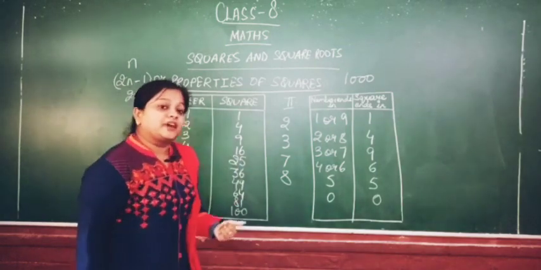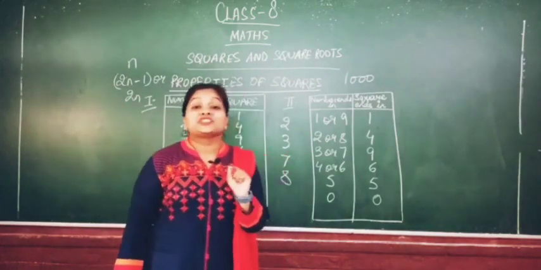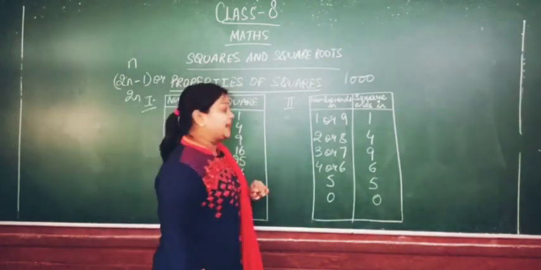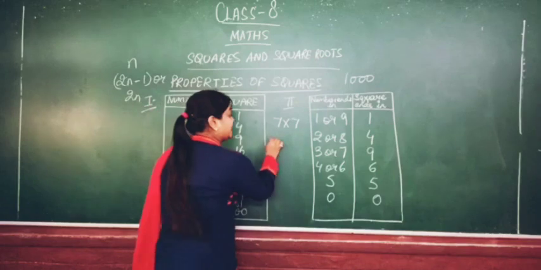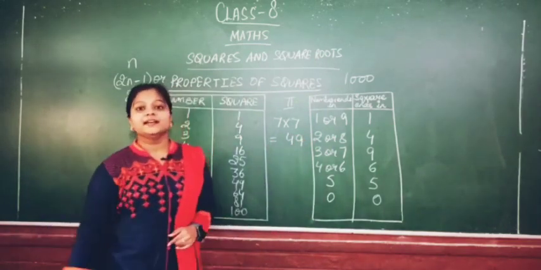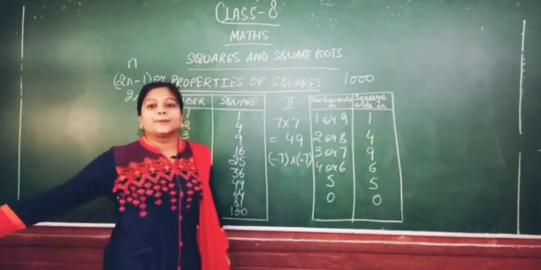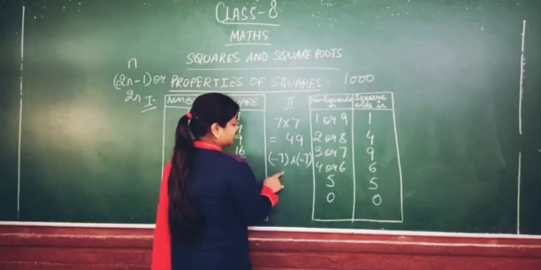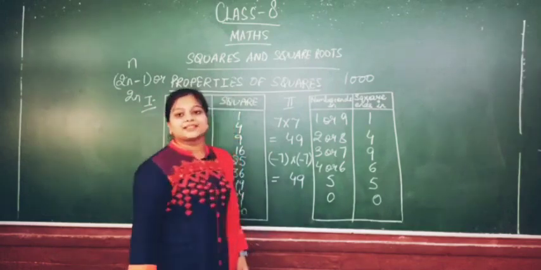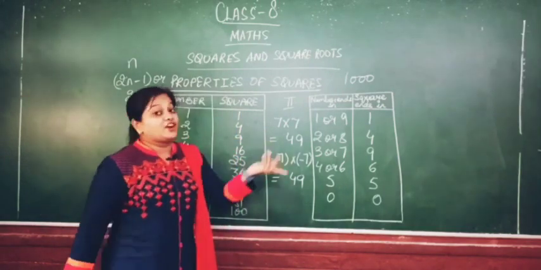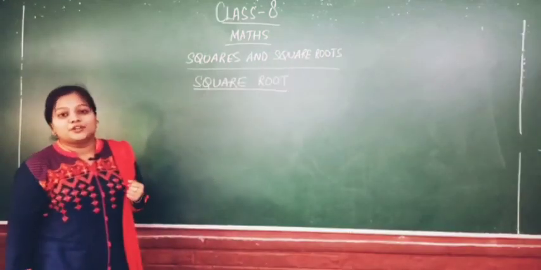Okay? Next property, the square of a positive or a negative number is always a positive number. Means if we multiply 7 into 7, we get the answer 49. But if we take minus 7 into minus 7, we also get the answer 49, and minus minus is always plus. So we can say that the square of a positive or a negative number is always a positive number. Let's move on to another topic.